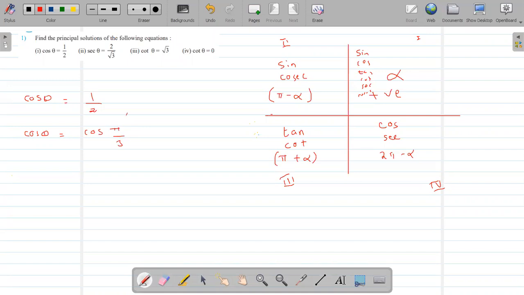Now you just got your alpha. Congratulations, you got one of your answers. All you have to do is find the other one. Can you tell me in which quadrant you will find cos? Fourth quadrant. What is the formula for the fourth? 2 pi minus alpha. And what is alpha here? It's pi by 3. Now again do the cross multiplication. 3 times 2 is 6 pi minus 1 pi upon 3. 6 pi minus 1 pi, how many pi? 5 pi upon 3. Right, so you got your answer, 5 pi by 3.